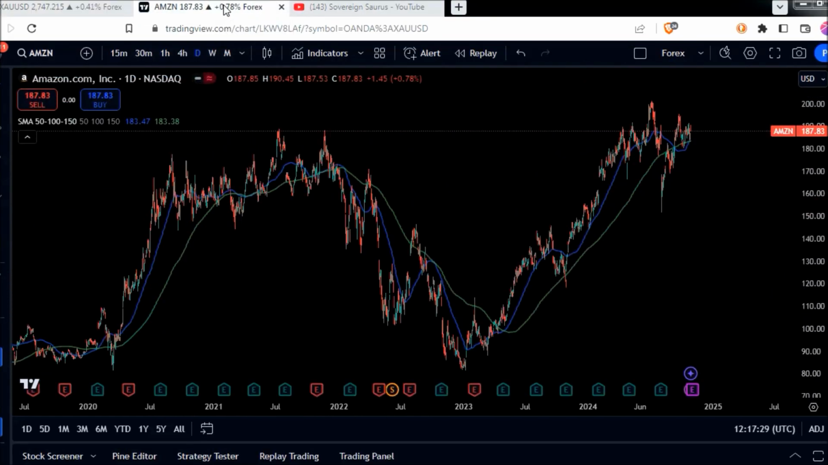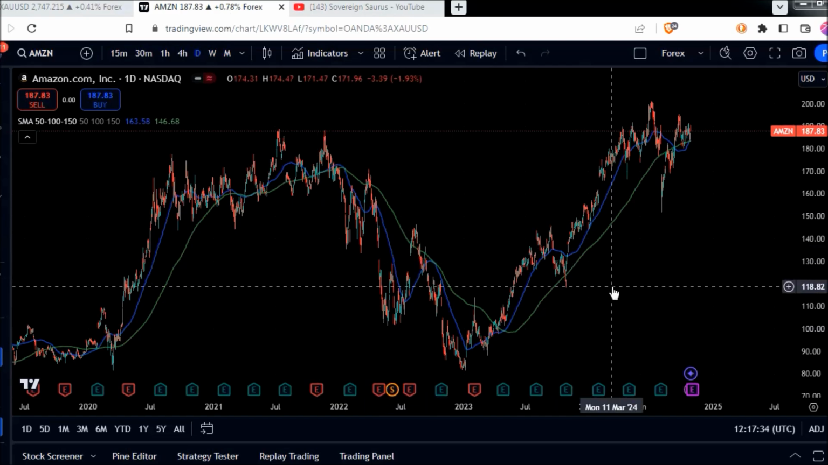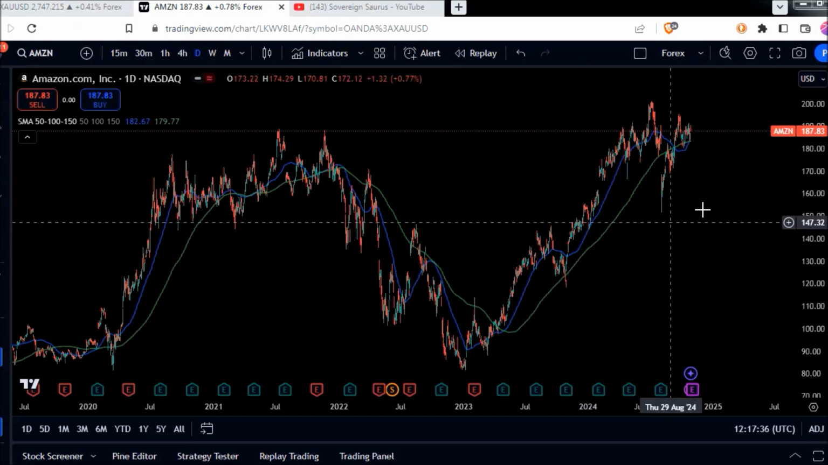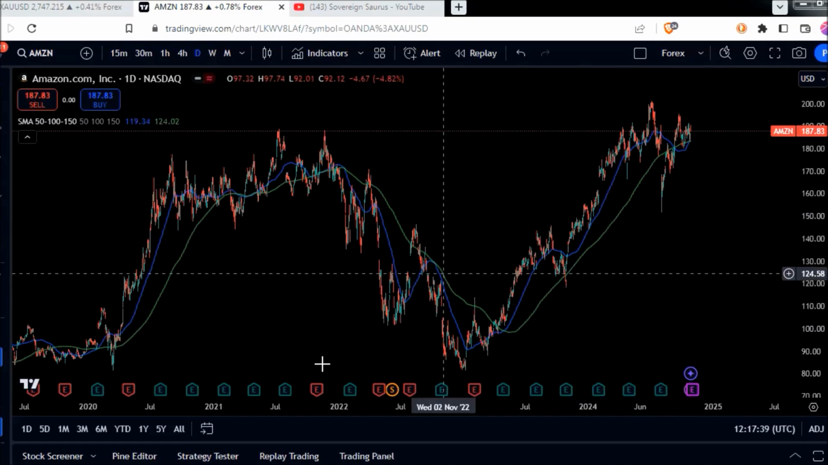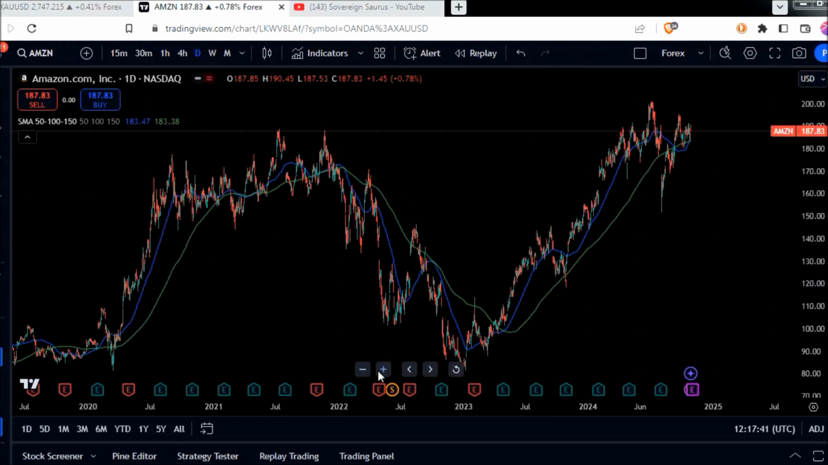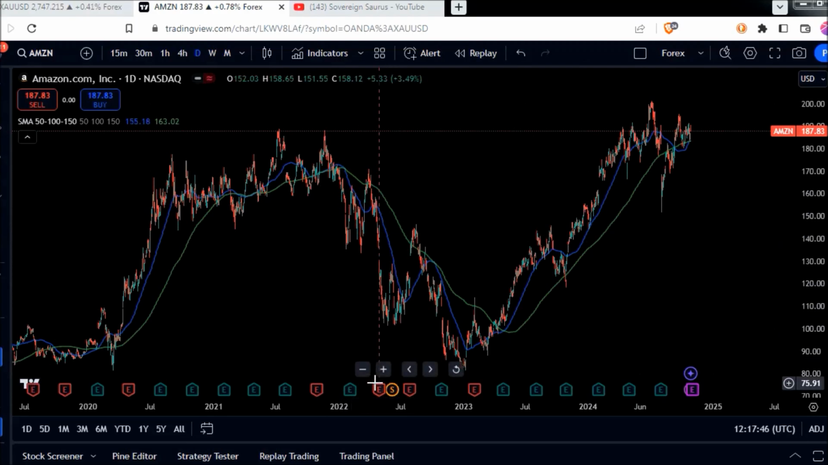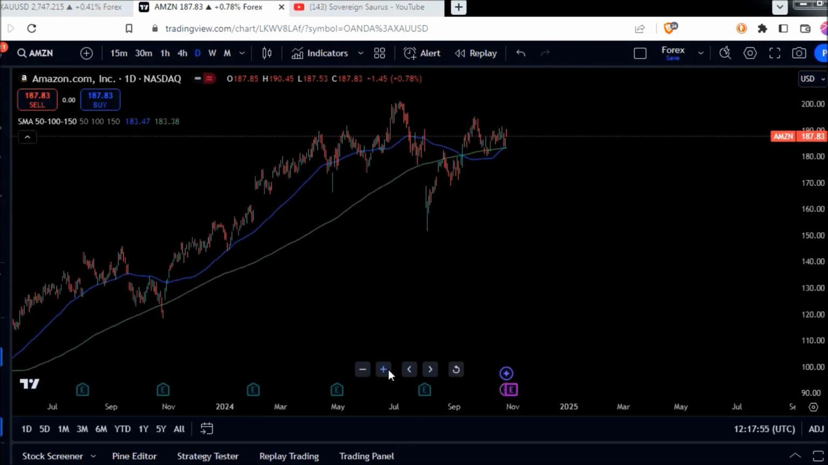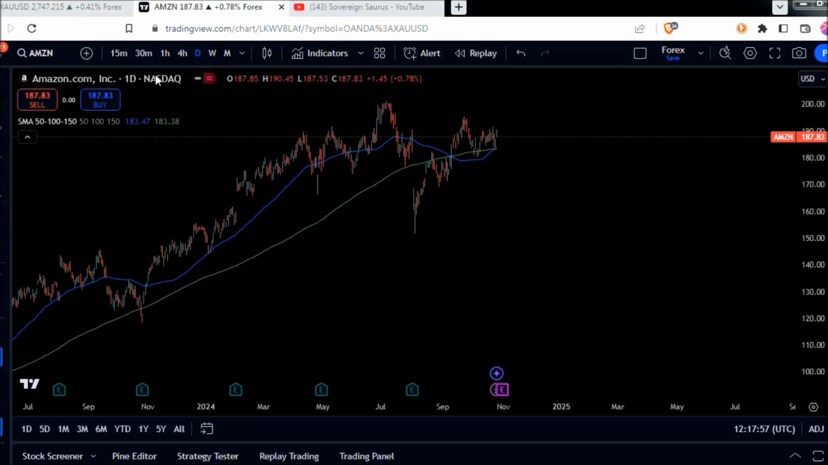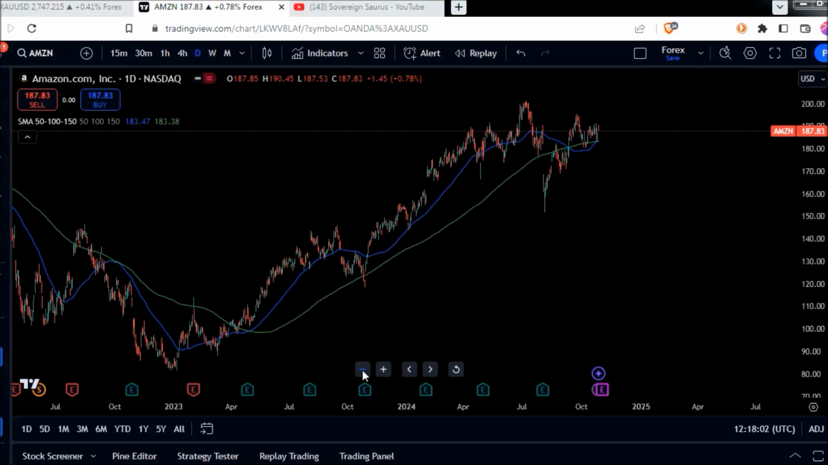So this is a small company you might have heard of called Amazon. I think they're a Seattle-based bookstore. Anyway, if we look at Amazon, again I've got the same lines drawn on. The blue line is the 50, the green line is the 150. Also, I didn't mention earlier, I'm on the daily chart here. Each of these candlesticks, the red and green things you can see, represents 1 day of price action. So I always use the daily for this.